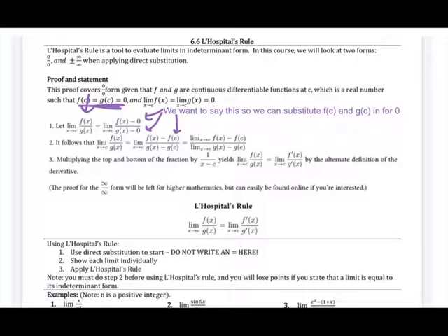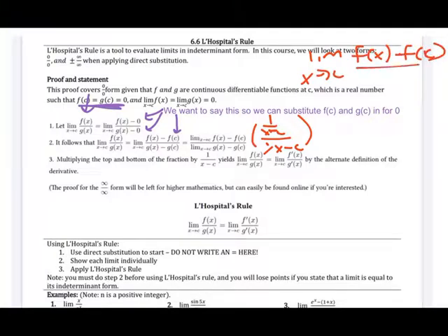So what I'm going to do now is multiply both the numerator and the denominator by 1 over x minus c, over 1 over x minus c. The reason that I'm multiplying both the numerator and the denominator by 1 over x minus c is because then what I'm really getting, I'm going to write this off to the side, is the limit as x approaches c of f of x minus f of c over x minus c.